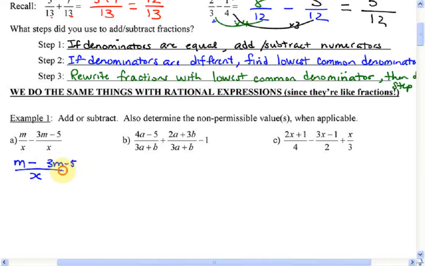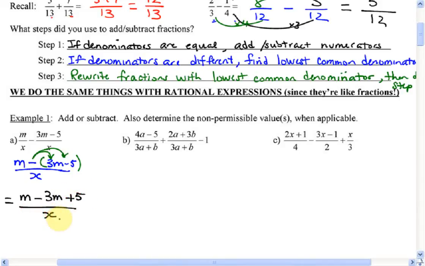Now be careful here when I subtract. You see I'm subtracting the entire fraction. I'm going to ask you to put a bracket around the 3m minus 5 because that minus sign actually applies to both of these terms. Okay, don't forget that. This is a common mistake. So if I do that, the numerator just becomes m, take away 3m, and then what's negative times negative 5? Positive 5, good, over x.